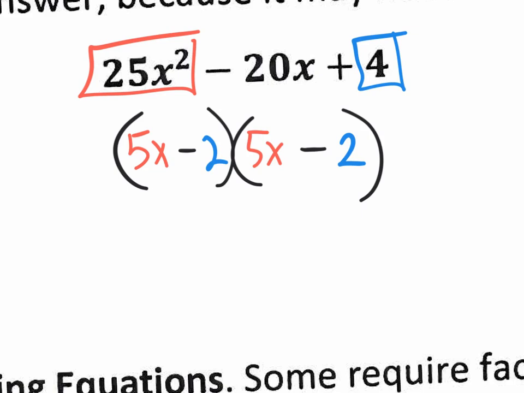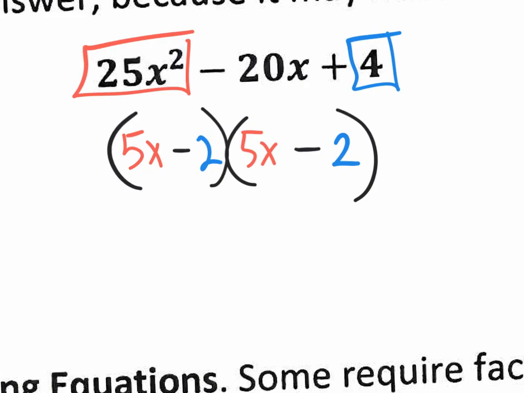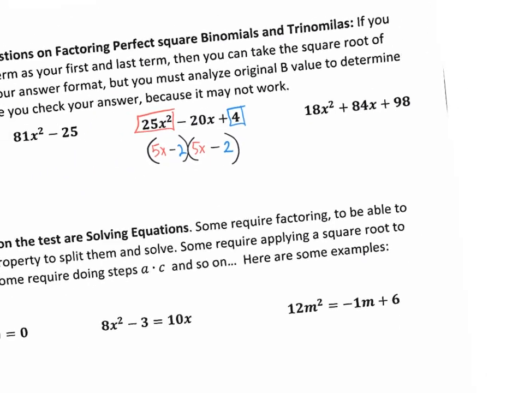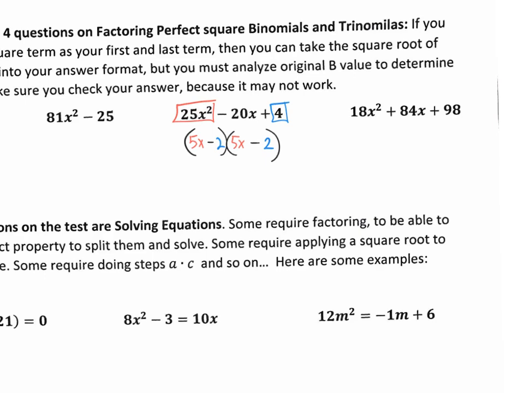Now, you're supposed to try and double check and see if it works, right? So just quickly, what's 5x times 5x? 25x squared. So far, so good. 5x times negative 2, negative 10x. And then negative 2 times 5x is another negative 10x. And when you combine those two negative 10x, it really does give you the negative 20x. All right, so we've double checked it. You don't have to show your work when you double check. So that's how we're going to be doing these guys, right?